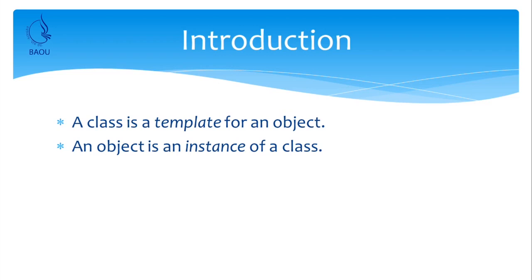So, let us start. As discussed earlier, a class is a template for an object. Now, we can say a fruit is a class and mango, banana, apple, pineapple, etc. are examples of fruits. So, we can say a class is a generic name given to different types of similar objects, while an object is an instance of a class.